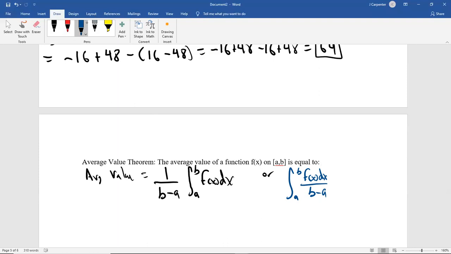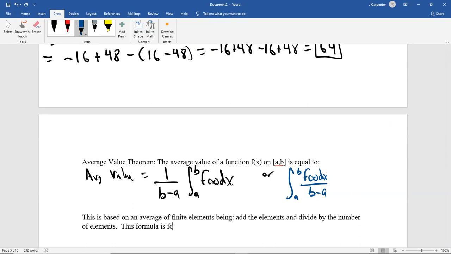How does this relate to an average? An average says add up everything and divide by the number of things. That average definition is true for what we call finite elements. This is based on an average of finite elements being add the elements and divide by the number of elements. This formula is for continuous elements.